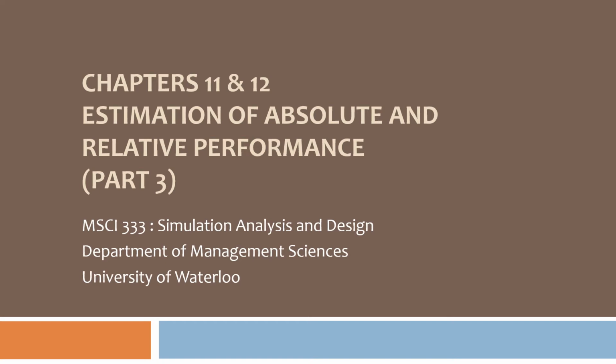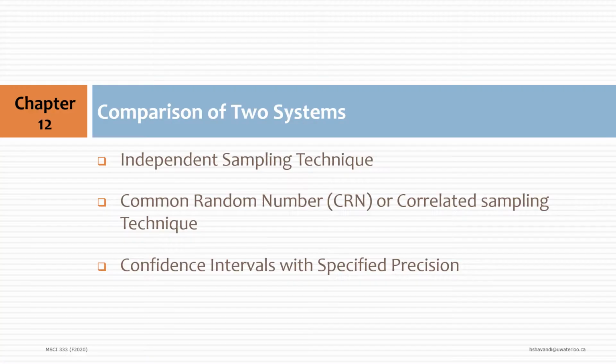Chapters 11 and 12, Estimation of Absolute and Relative Performance, Part 3. In this part, we'll start Chapter 12. Chapter 12 will be covered in two parts, and this is the first part of Chapter 12. In Chapter 12, we're going to compare two or more systems' performance.